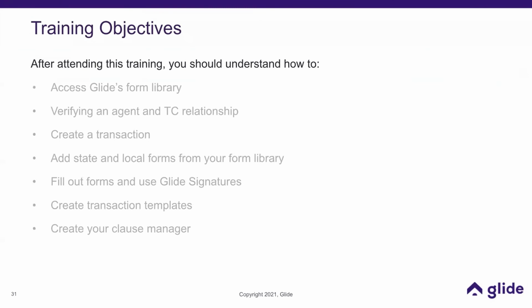For today's training, we first looked at how you can access Glide's form library. Then we went through the process of how you can verify an agent and transaction coordinator relationship to make sure that your transaction coordinators can get access to the same form libraries that you have access to whenever they're creating transactions on your behalf. We went into our live environment and showed you how you can create a new transaction, how you can add state and local forms from your form library, how you can fill out those forms and also use our eSignature tool, Glide Signatures. Then lastly, we went through the process of creating a transaction template and also a clause within your clause manager.